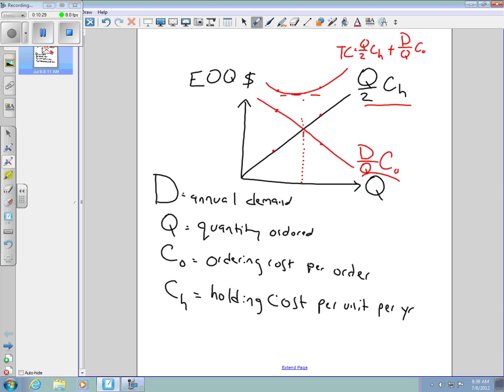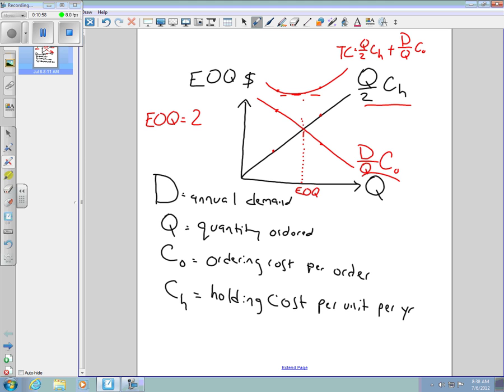Now, you don't have to do this, but if you take the derivative of the total cost curve, set it equal to 0 because the derivative gives us a slope, and you solve for Q, you get something called the EOQ, the economic order quantity. And that's this quantity over here, this quantity that finds the minimum, the lowest point of that total cost curve. That's this right here.